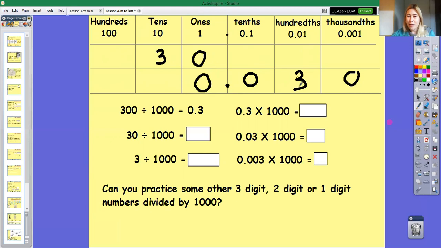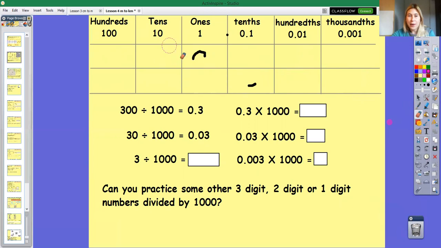Okay, hopefully you can see the 3 in the hundredths column and you would read that as 3 hundredths. So again, we don't need this placeholder, okay? And finally, let's see what happens when we divide 3 by 1,000. So let's put 3 into our place value column, 3 1s. Let's divide it by 1,000, so move it 3 places to the right.